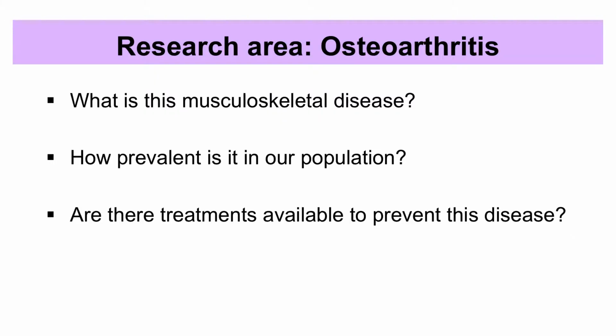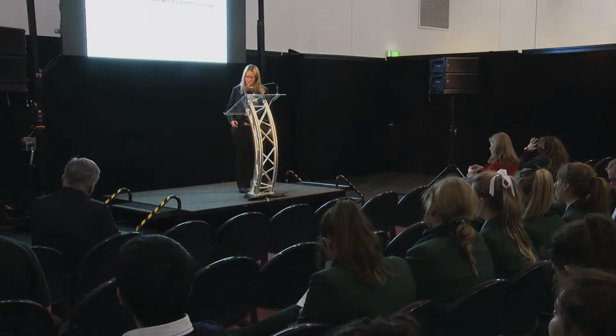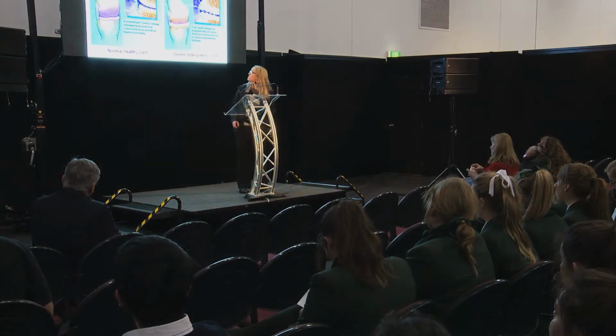And as I put up there, as you obviously all know, the internet is a very powerful resource for you to search for information on your research project. So firstly, I had some overall questions to osteoarthritis that you can see up there. What is this musculoskeletal disease? How prevalent is it in our population? And are there treatments available to prevent development of this disease?